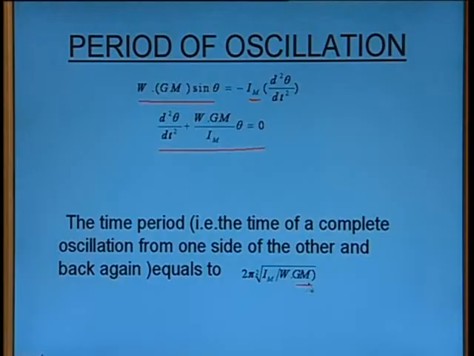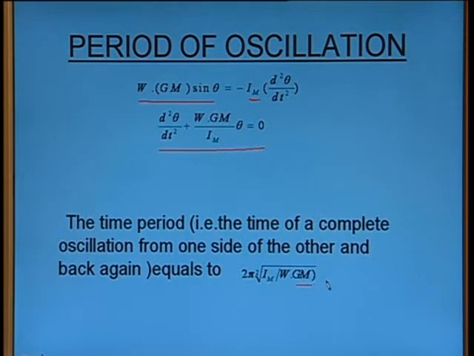So this time period is equal to 2 pi root of Im divided by W GM. If GM goes up, time period reduces, it means frequency goes up. So if the ship is fluctuating very rapidly, the passengers, if it is carrying passengers, feel uncomfortable, right? And what is GM? GM is the metacentric height. So if GM is high, we know that the ship is more stable. Though the ship is more stable, it will lead to discomfort of the people.